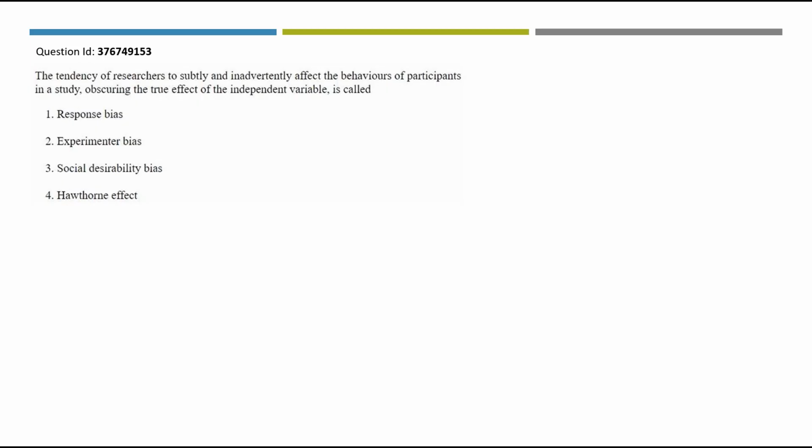They are asking whether it is response bias, experimental bias, social desirability bias or Hawthorne effect. So let's check about every option. Response bias is a general term describing situations where people do not answer questions truthfully for some reason. So they are wantedly hiding it. So it is not response bias. We can rule out 1.